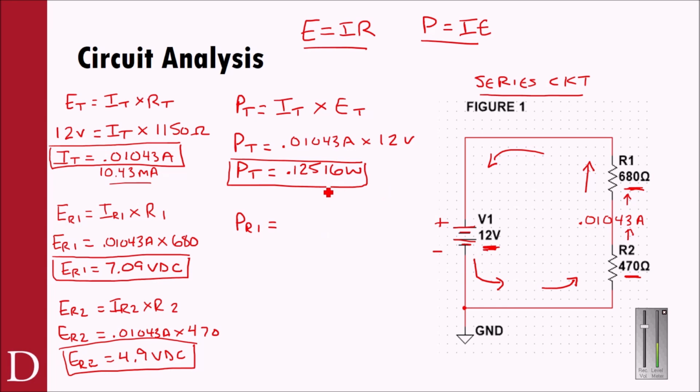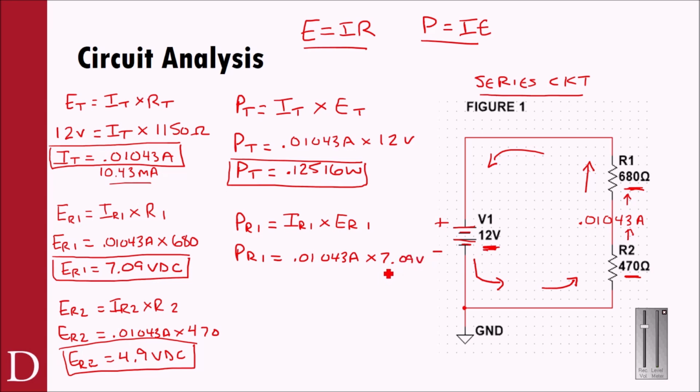All right, so let's do one of the components now, P of R1. Now, P of R1 should be less than this, so it's just a gut check because total power would be this power plus this power. This is now going to be the power of just one of the components. So I want to use only IR1 times ER1. So PR1 equals, again, the 0.01043 amps times ER1. We have ER1 from over here at 7.09 volts.